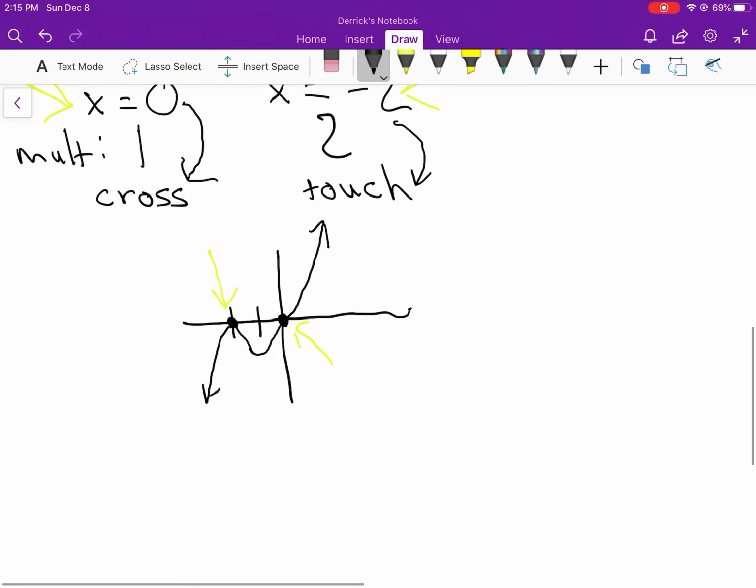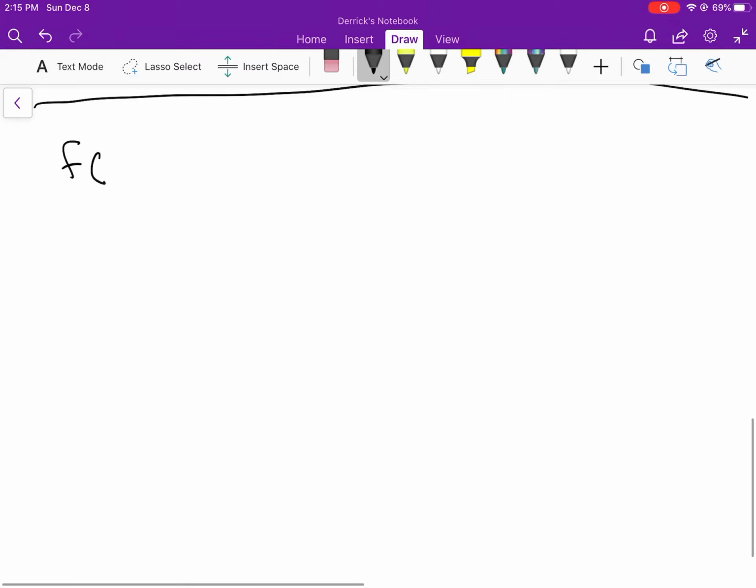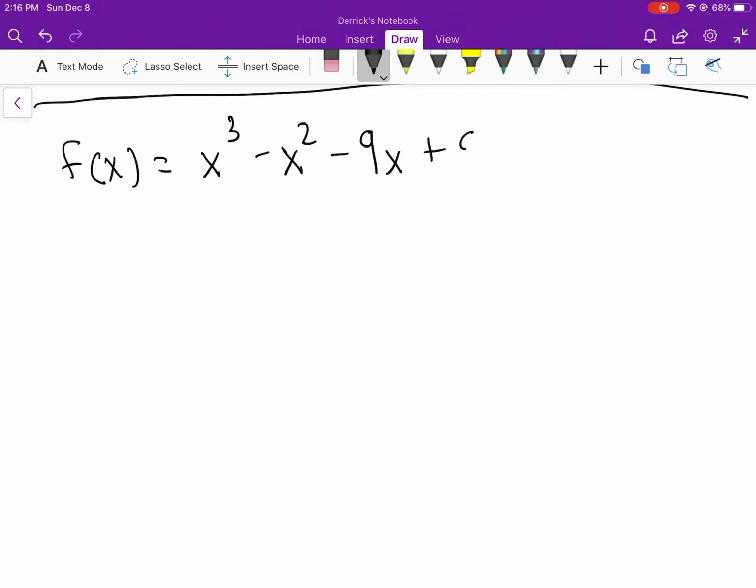Another example, just real quick here. Let's say we had a function like x to the third minus x squared minus 9x plus 9. So end behavior, actually, let's switch all those signs.